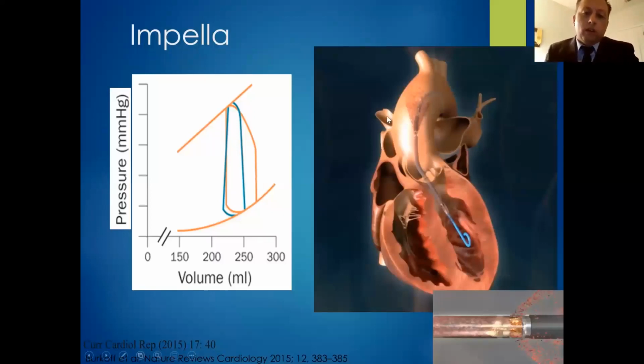This is one that you may also be familiar with. It's an axial flow device, a continuous flowing percutaneous LVAD. It sits within the LV. It has an inflow and an outflow, so it sucks blood in and basically sprays it back out into the aorta. It reduces the native heart contractility, so basically giving the heart a break.